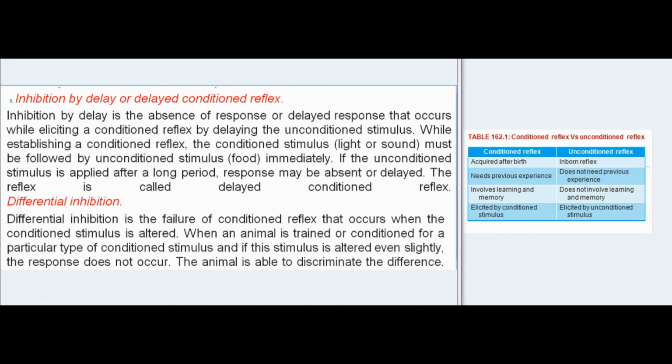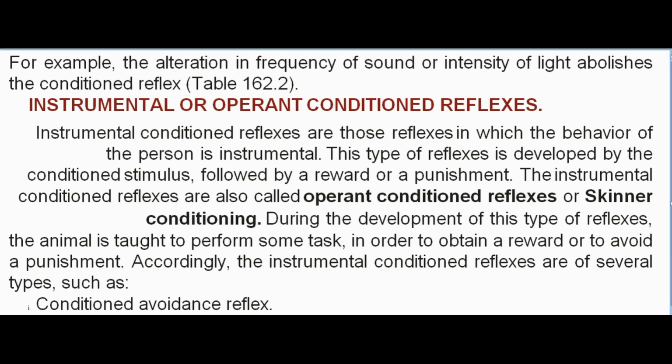Differential inhibition. Differential inhibition is the failure of conditioned reflex that occurs when the conditioned stimulus is altered. When an animal is trained or conditioned for a particular type of conditioned stimulus and if the stimulus is altered even slightly, the response does not occur. The animal is able to discriminate the difference. For example, the alteration in frequency of sound or intensity of light abolishes the conditioned reflex, Table 162.2.